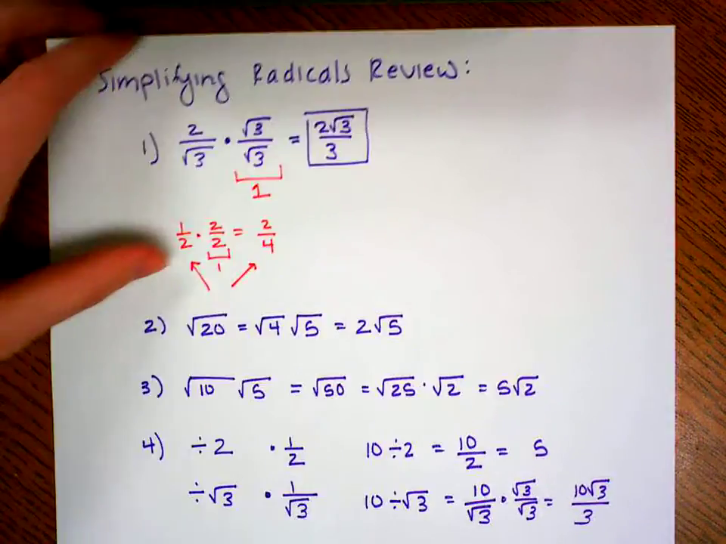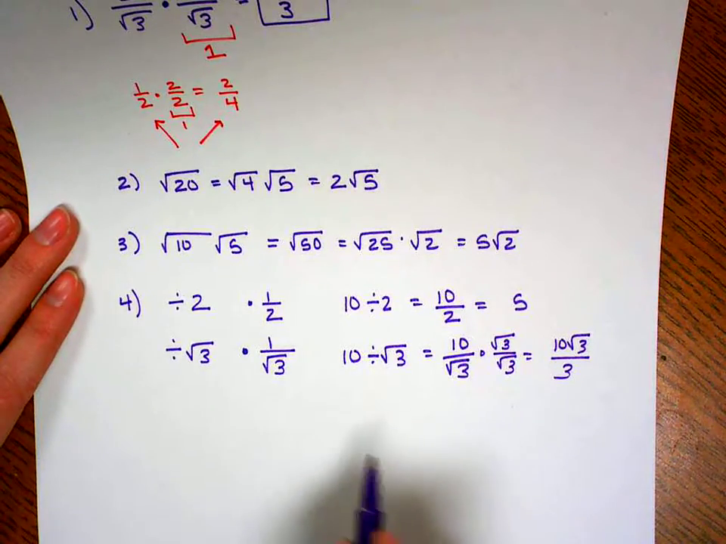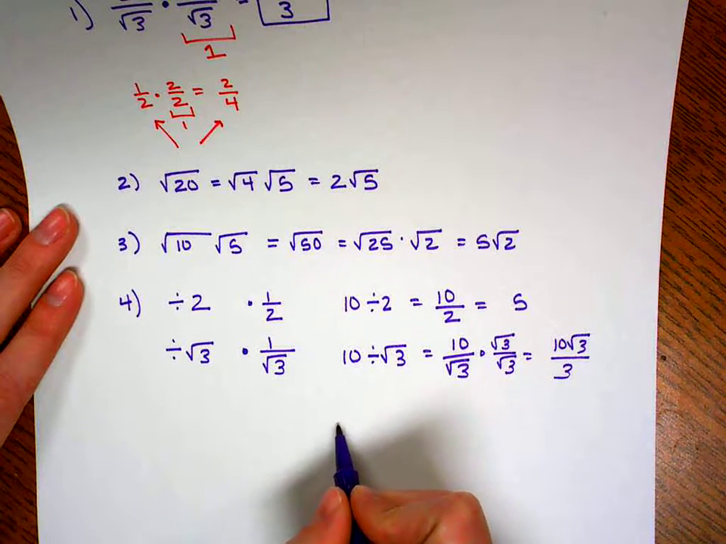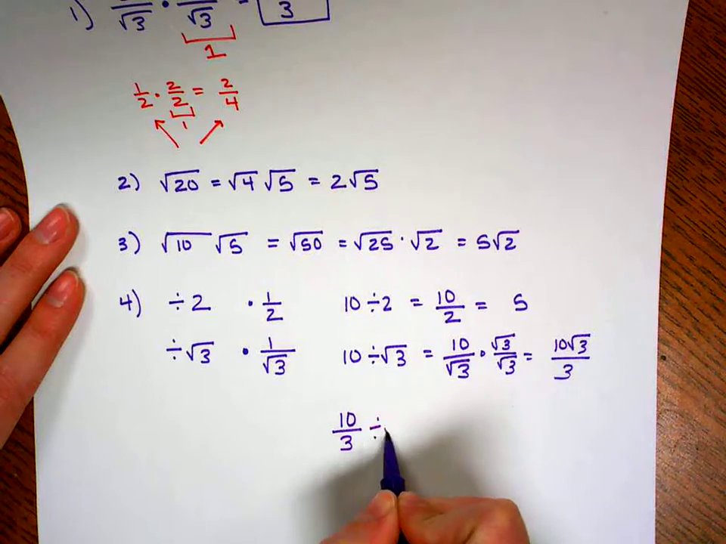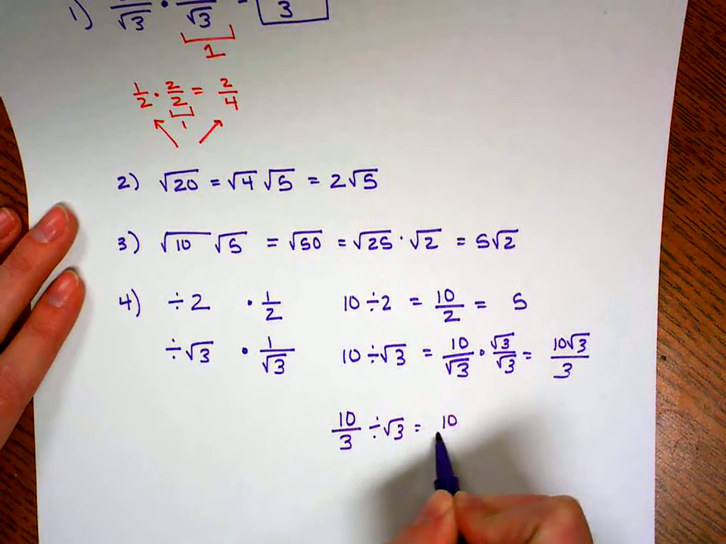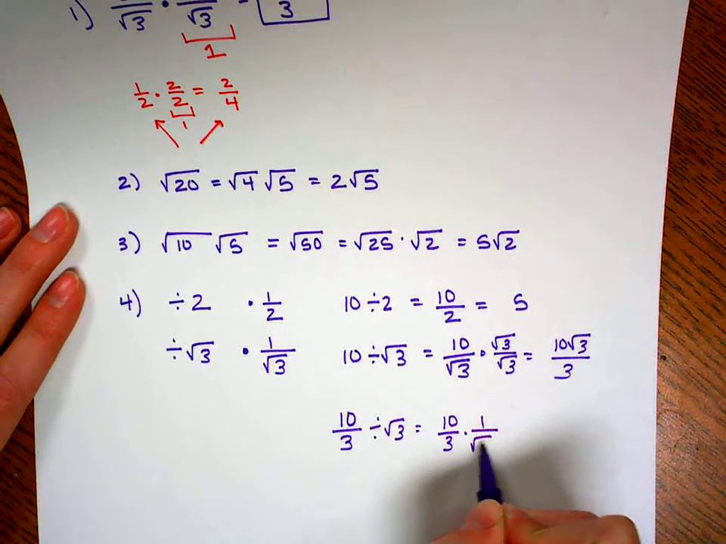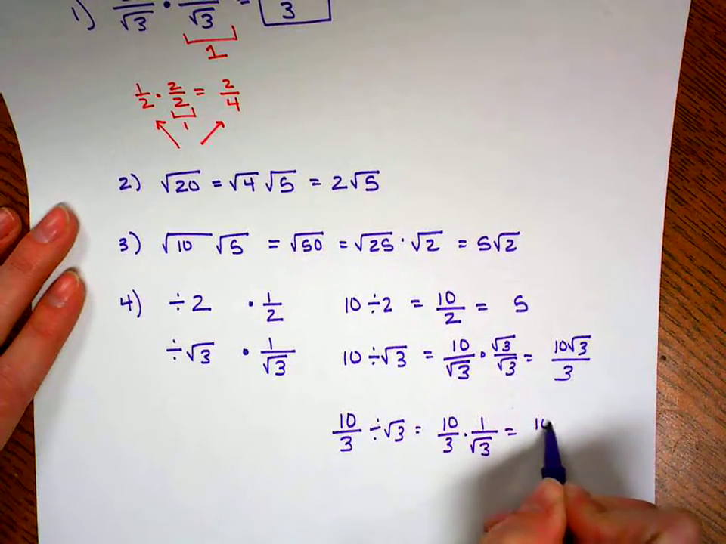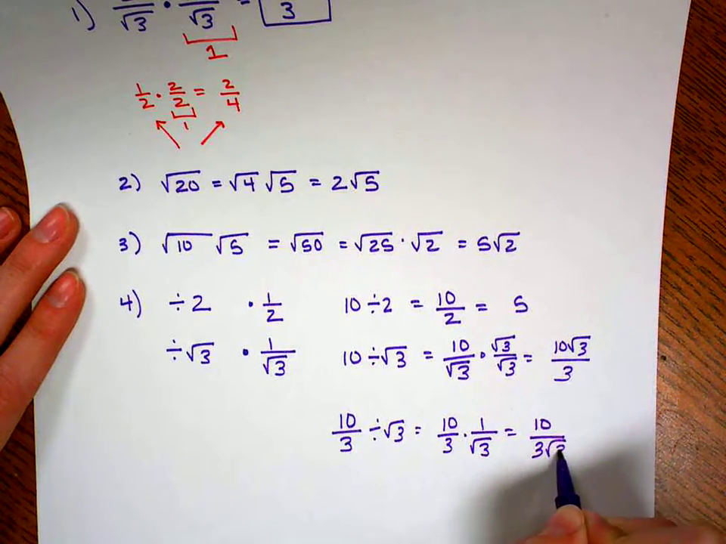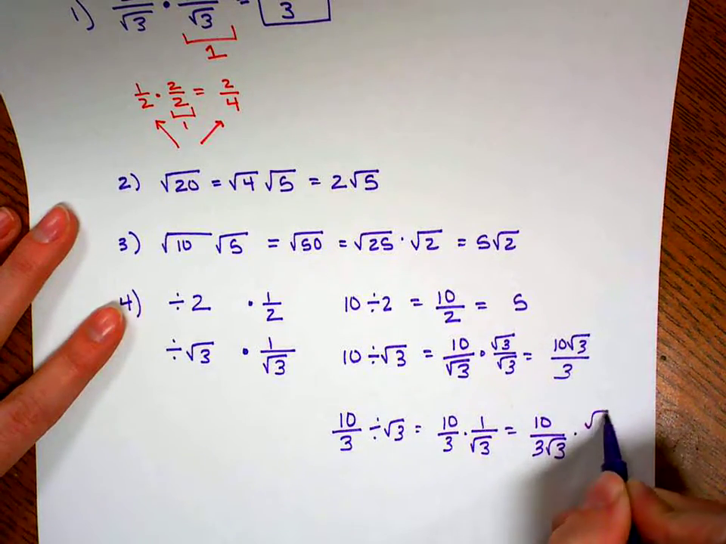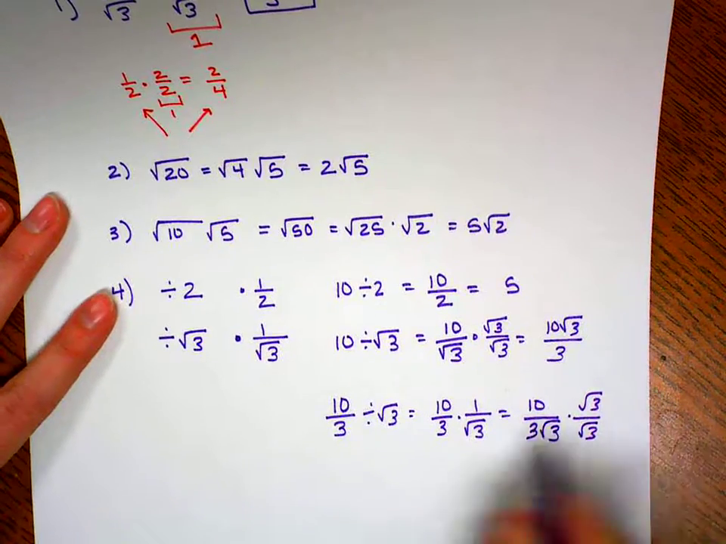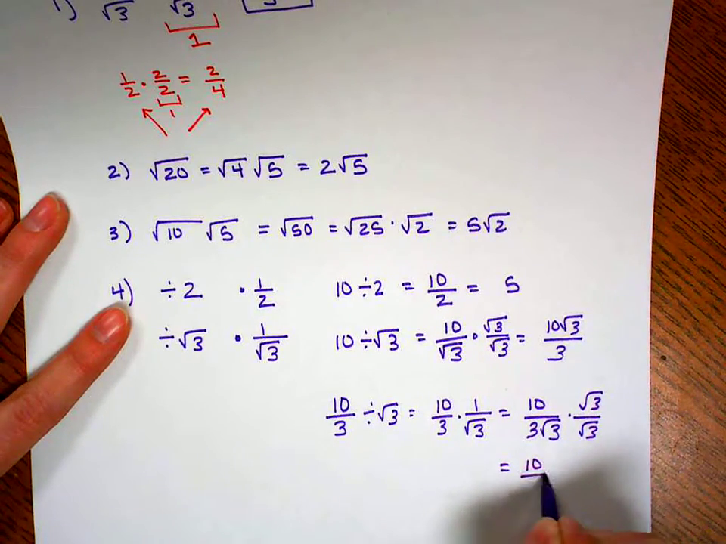Okay. Here's one more example. Let's say I want to do 10/3 divided by root 3. Well, that's the same as 10/3 times 1 over root 3, which gives me this. So that's obviously not simplified. So what we would really get is this.